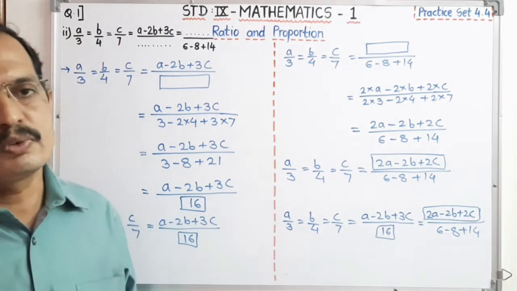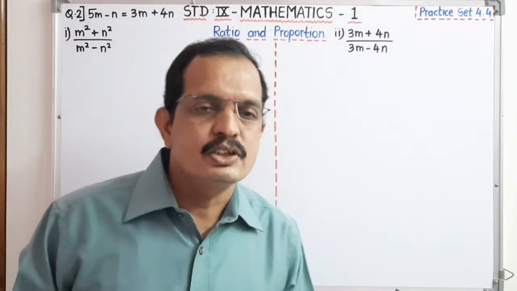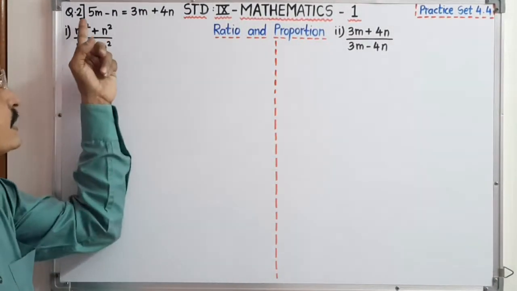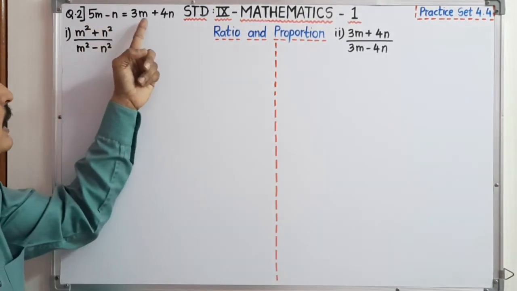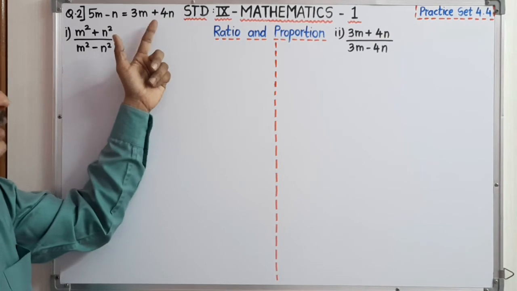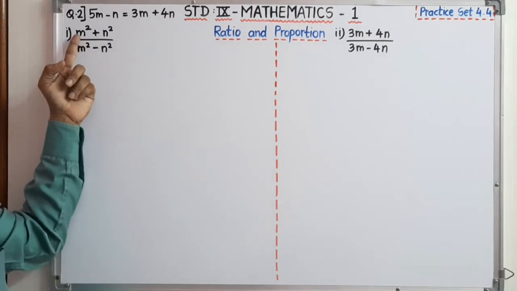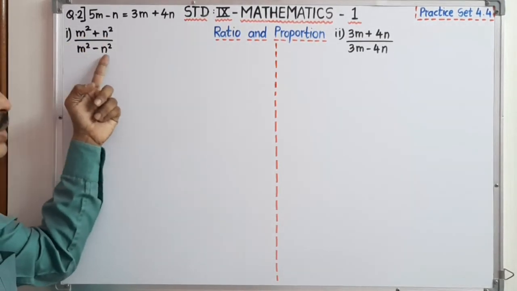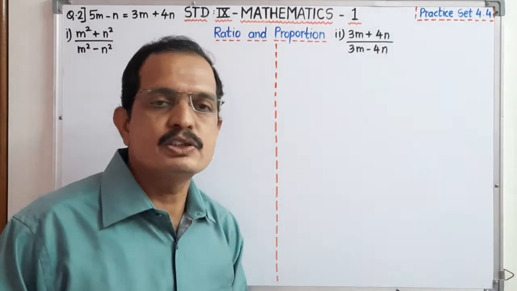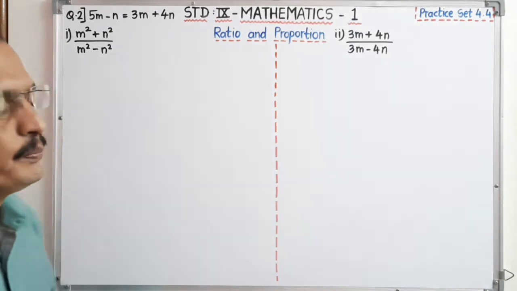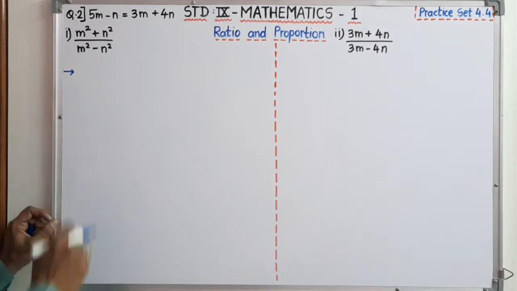Now we have to start with the second one, that is important one. See dear students, now we have to start with the second question. It is: if 5m minus n is equal to 3m plus 4n, then we have to find out the values of these two expressions. First one is m square plus n square upon m square minus n square, and 3m plus 4n upon 3m minus 4n. Dear students, first of all we have to find out the value of this expression.